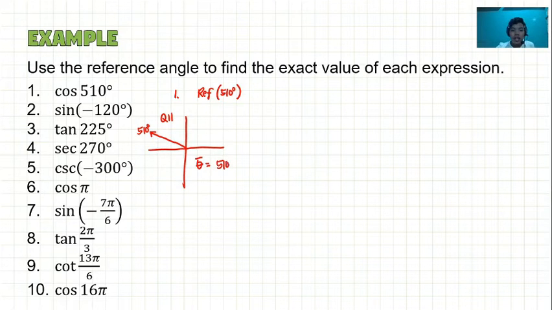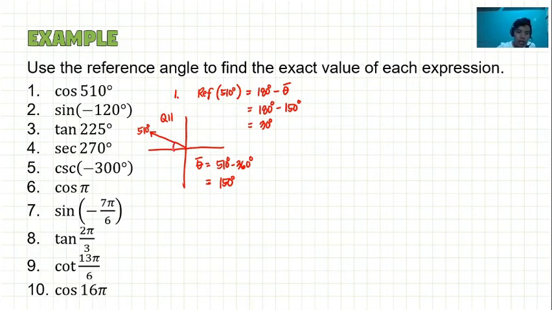So 510 degrees minus 360 to get the coterminal angle between 0 to 360. So this is just equal to 150 degrees. Okay, and since this angle is in quadrant 2, the formula will be 180 degrees minus theta bar, right? And this is 180 degrees minus 150 degrees. And this is just equal to 30 degrees. So this one here is 30 degrees.